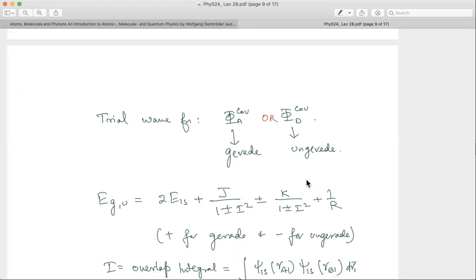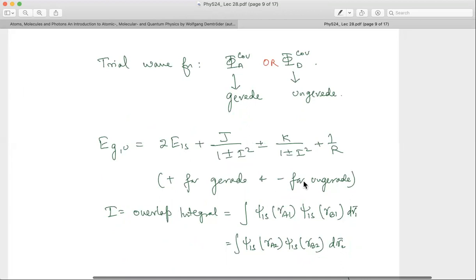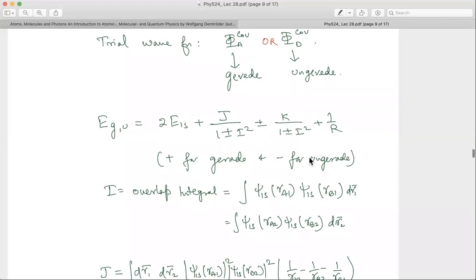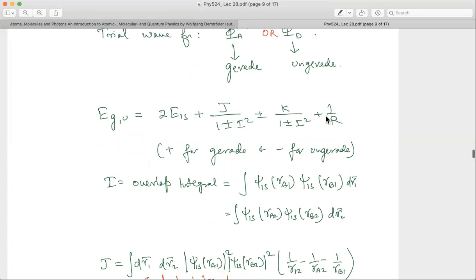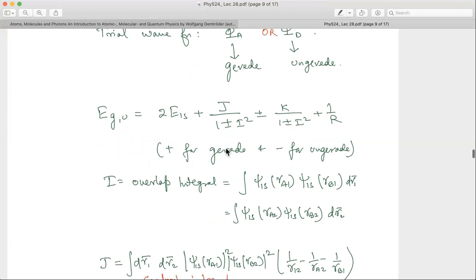For these two gerade and ungerade states, you can calculate the energy. If I just put in the Hamiltonian, you can effectively write it like this: 2 times E1s plus these integrals J and K, divided by 1 plus or minus I squared, where I is the overlap integral, plus or minus K by 1 plus or minus I squared, plus 1 by R. And that's interesting because this way of doing the calculation also allows you to see some more physically insightful things. Plus will be for the gerade states and minus will be for the ungerade states.